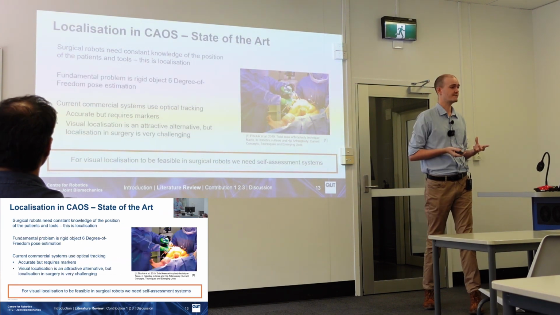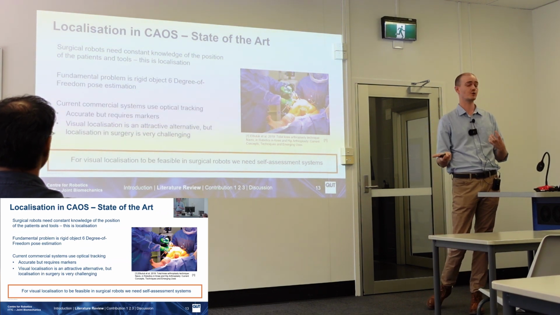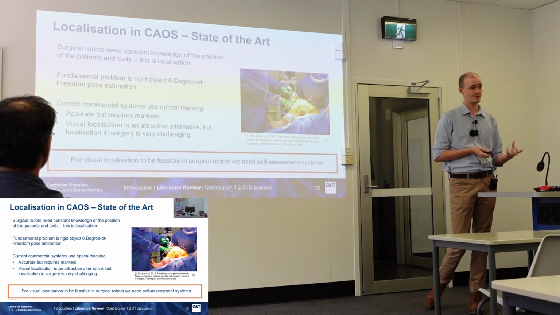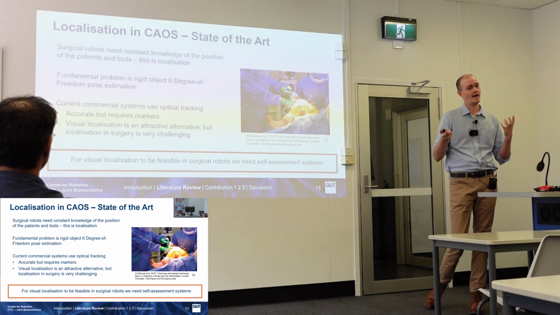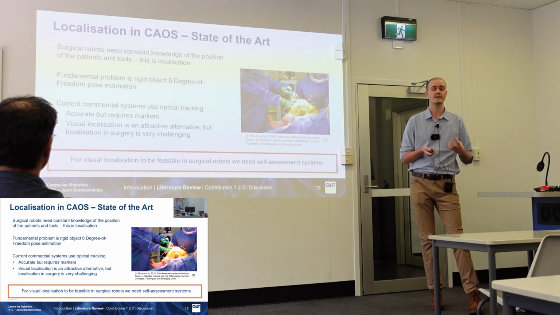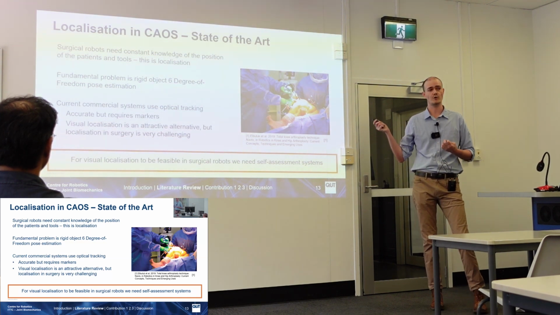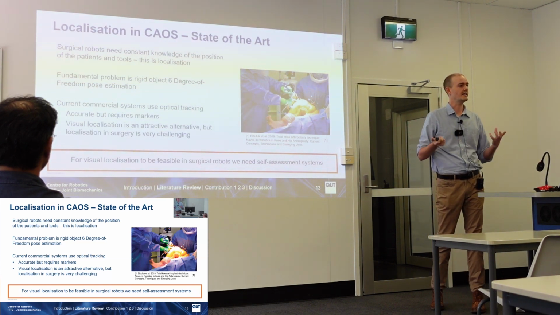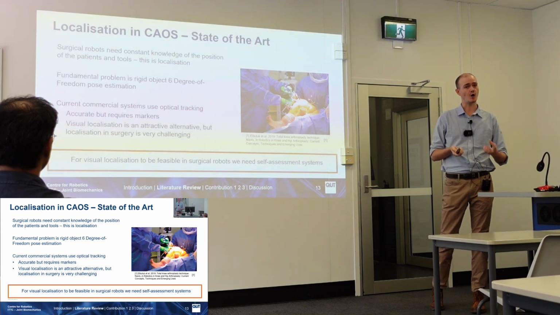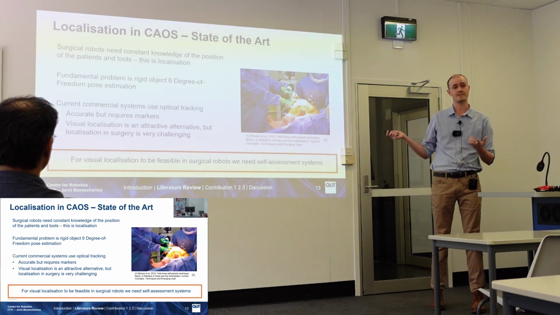In order for these robots to function, they need constant knowledge of where the patient's bones are and where the surgical tools are. And this is a localization problem. The tissue that we're interested in is rigid bone, and that means that our localization problem is fundamentally a rigid object 6 degree of freedom pose estimation problem. Current commercial orthopedic robots solve this issue using optical tracking. Many of you in the room will be familiar with Vicon or OptiTrack systems that track reflective markers in space, and this is essentially the same technology.